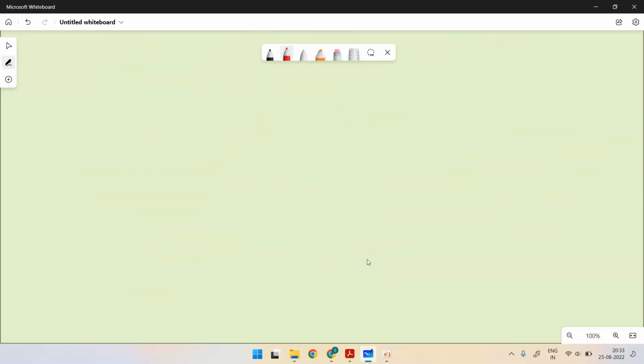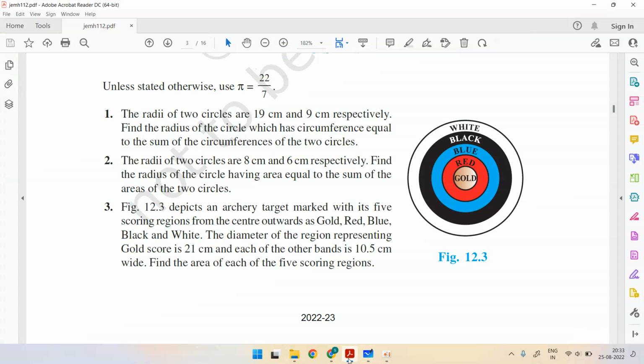Just put the value and get the answer. Nothing special. This is 12.3. This figure depicts an arcade target marked with 5 scoring regions from the center outward, and the diameter of the region representing the gold score is 21. The gold itself has diameter 21, and each of the other bands is 10.5 centimeter wide. Find the area of each of the scoring regions.